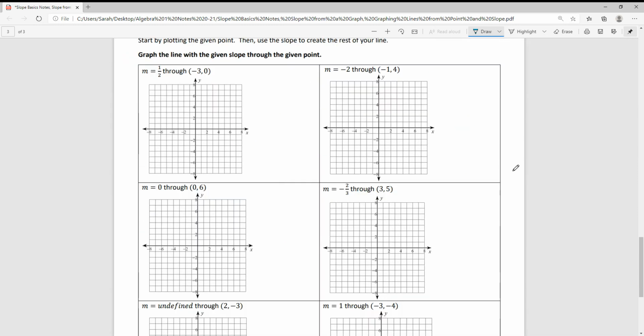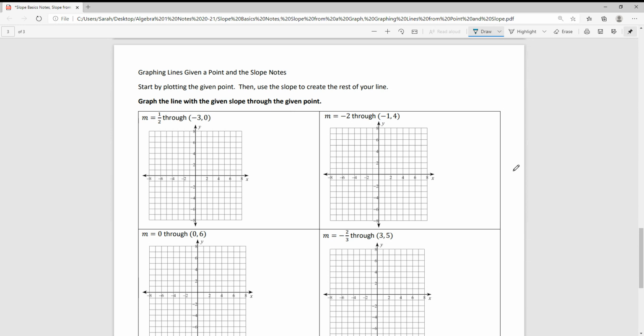The last bit of problems that we're going to look at, they're a little bit different. They have given us a slope or an m. They have given us a point. They want us to make the line that has that slope that goes through the point given. So you're actually going to use this information backwards.